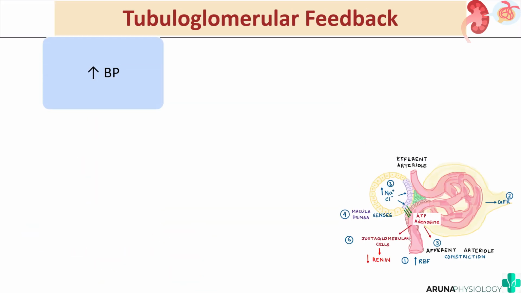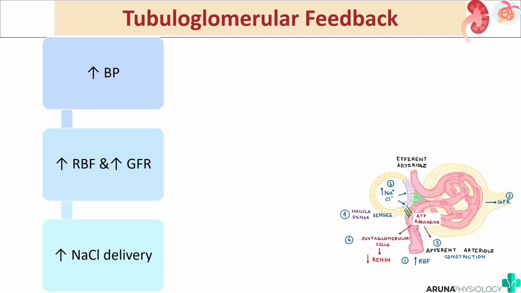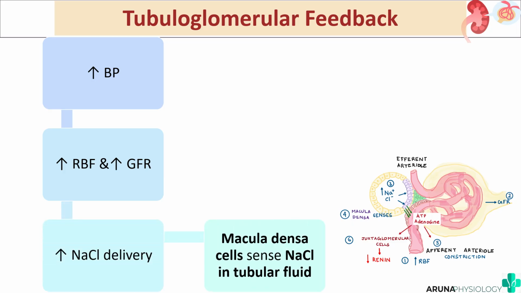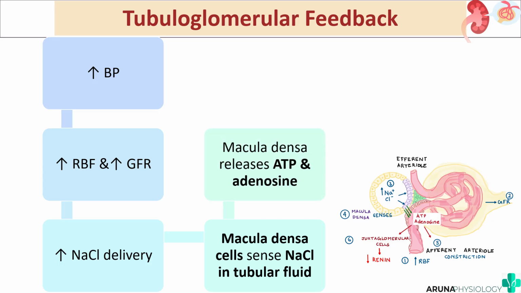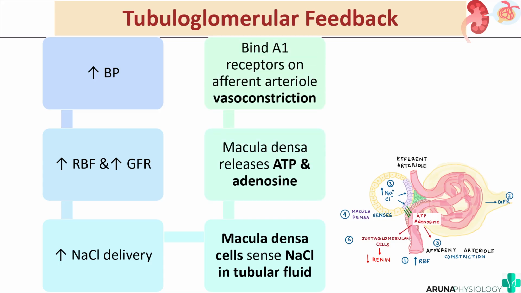So if the BP is high, the renal blood flow and GFR will ideally be more, so there will be more sodium chloride delivery. But the macula densa cells sense the sodium chloride in the tubular fluid and release ATP and adenosine. These substances bind onto specific receptors on the afferent arteriole called the A1 receptors and cause vasoconstriction, so that both RBF and GFR can be brought to a normal level.